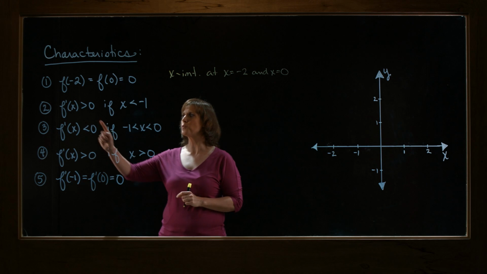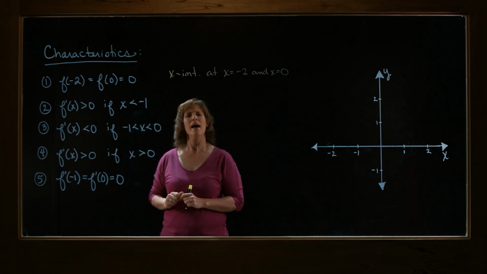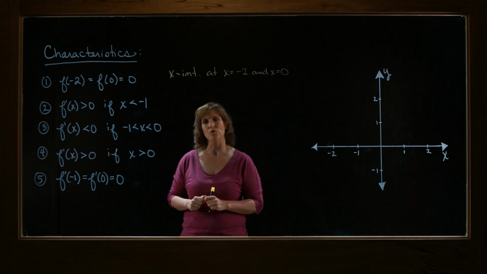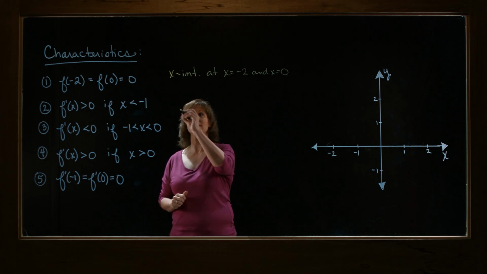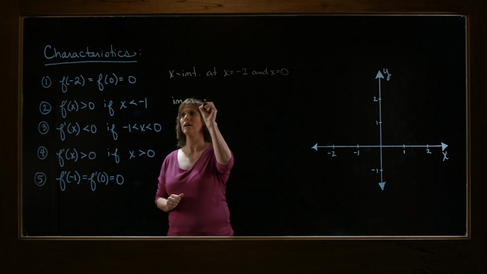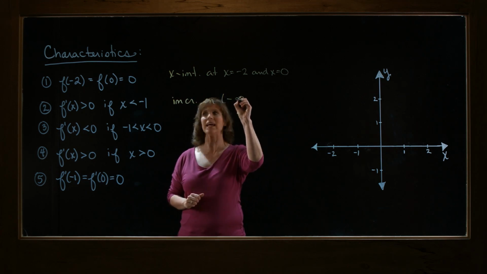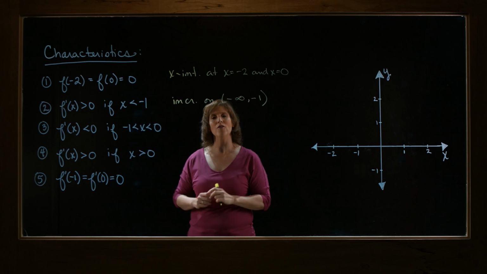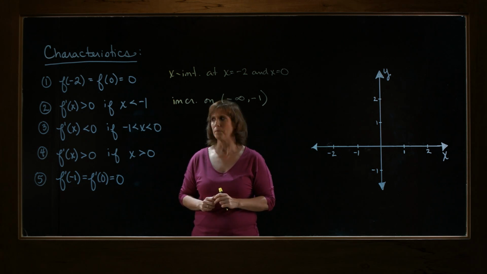It tells me that the derivative is greater than 0 as long as x is less than -1. When a derivative is greater than 0, that means the function is increasing. So my function is increasing on the interval from -∞ to -1, because that interval represents all the values less than -1.